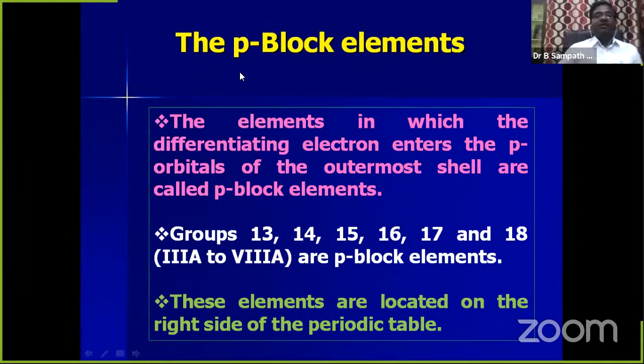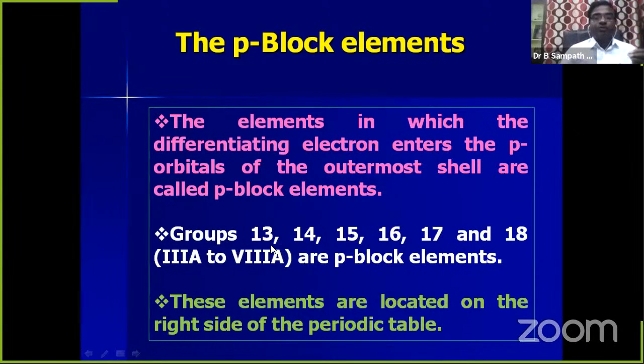Next, children, the p block elements. The p block elements are those in which the differentiating electron enters the p orbitals of the outermost shell. See, what are p block elements? The differentiating electron enters the p subshell. Then those elements are called p block elements.